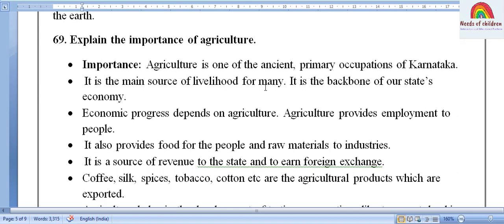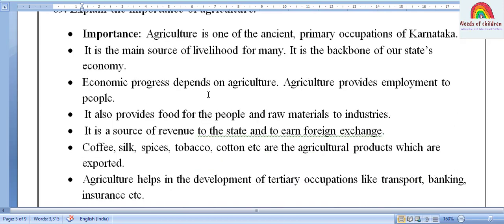Importance. Agriculture is one of the ancient primary occupations of Karnataka as well as you can put it as India. It is the main source of livelihood for many. It is the backbone of our state's as well as India's economy. Economic progress depends on agriculture.